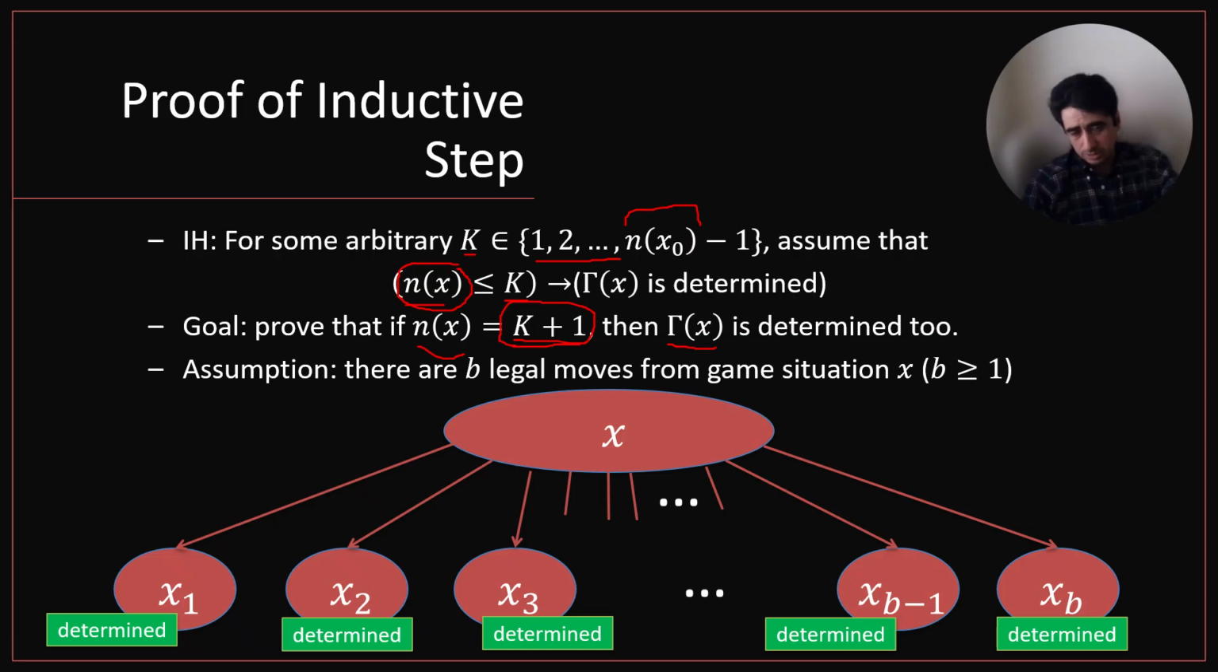And this diagram clearly shows you the whole story. We have X as the parent, and the children, we have B of them, x1, x2, all the way to xb. And as you see, I have used the green box to show that these are all determined. Why are they all determined? These green boxes, because we have the inductive hypothesis. So the inductive hypothesis assumes that all of them are determined.